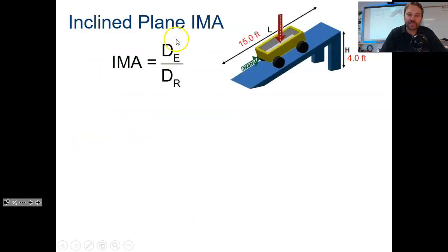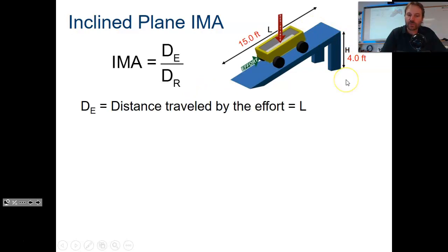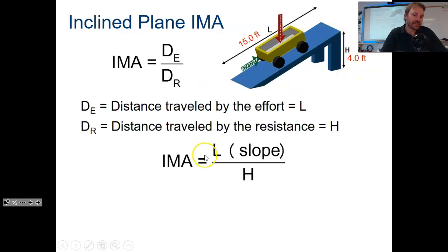With an inclined plane, the distance that you exert, so if here's my effort, the distance that I'm doing it is up the incline right here. That's the distance of effort, and the distance of resistance is the height. So sometimes I just say it's dE over dR. The distance of our effort is the hypotenuse, and the resistance is just lifting it straight up.